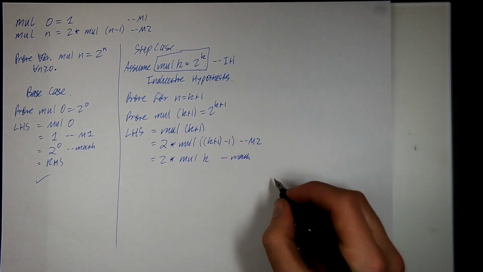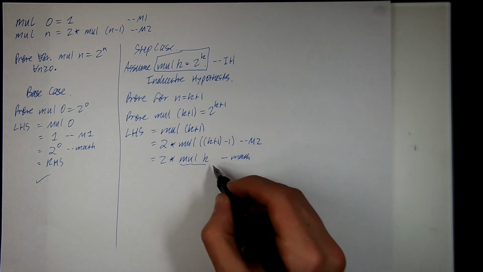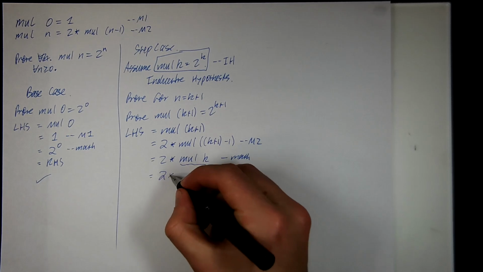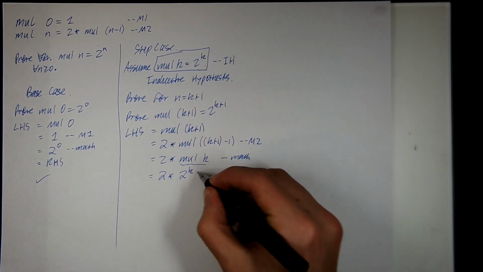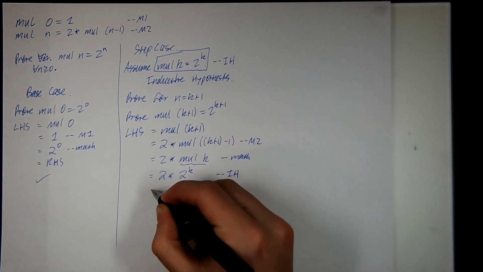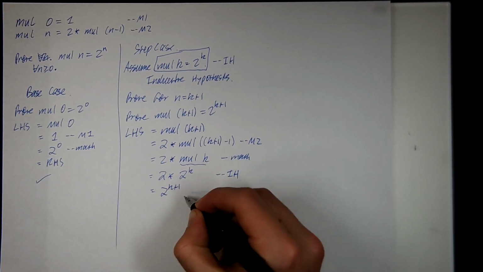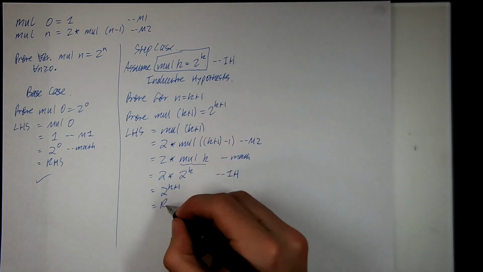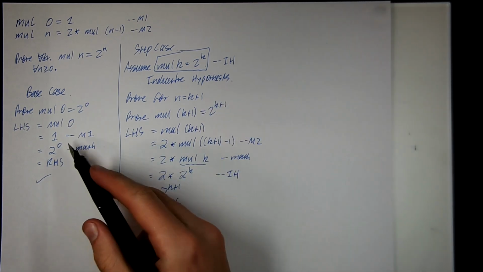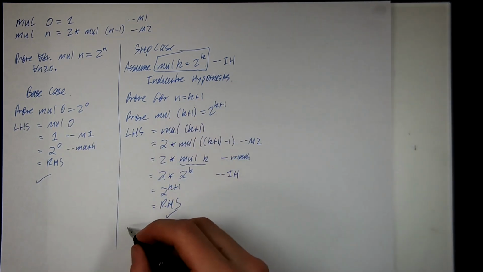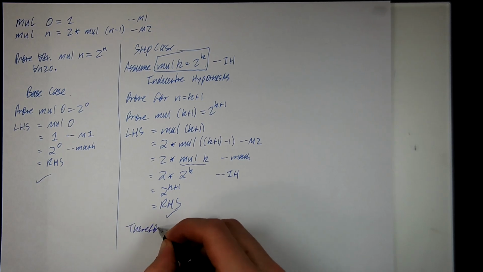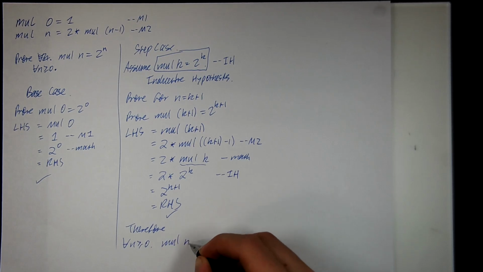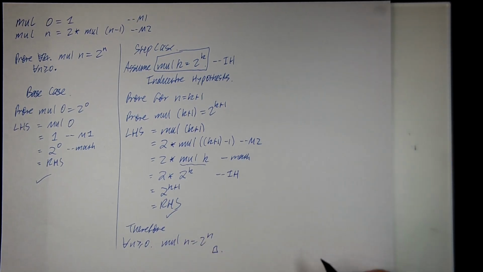Okay? This part here looks like my inductive hypothesis, so I can replace it. So this is going to be equal to 2 times 2 to the k by the inductive hypothesis, which is equal to 2 to the k plus 1, which is equal to the right-hand side here. Cool. It's proven for the base case, proven the step case. So therefore, for all n greater than or equal to 0, mul of n is equal to 2 to the n. And the statement is proven.